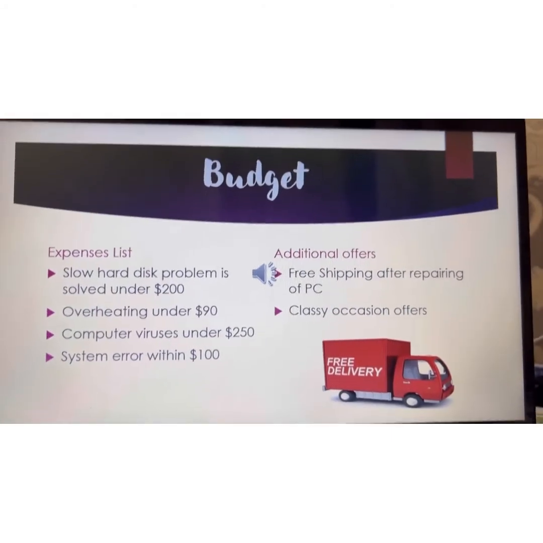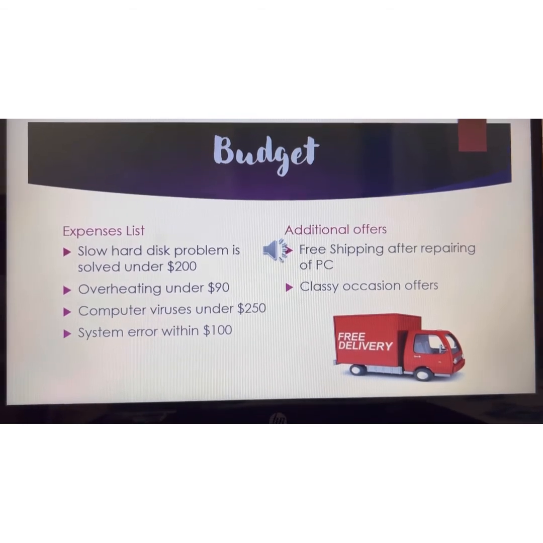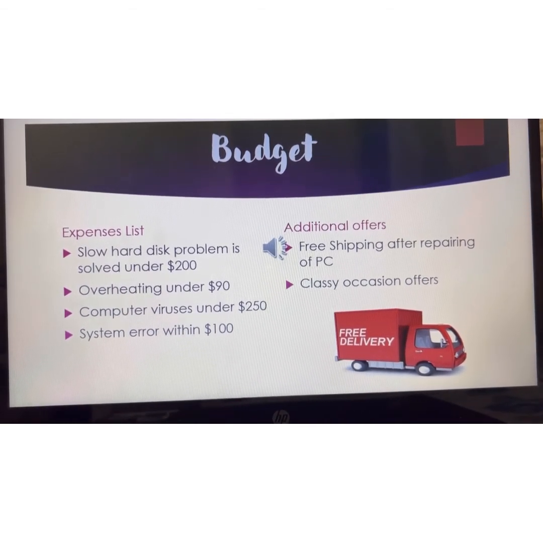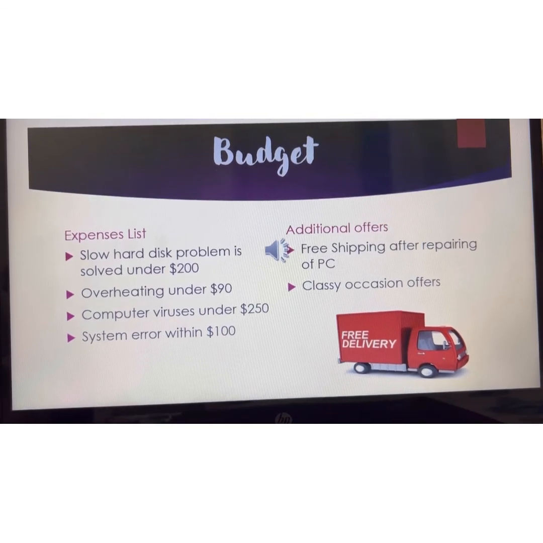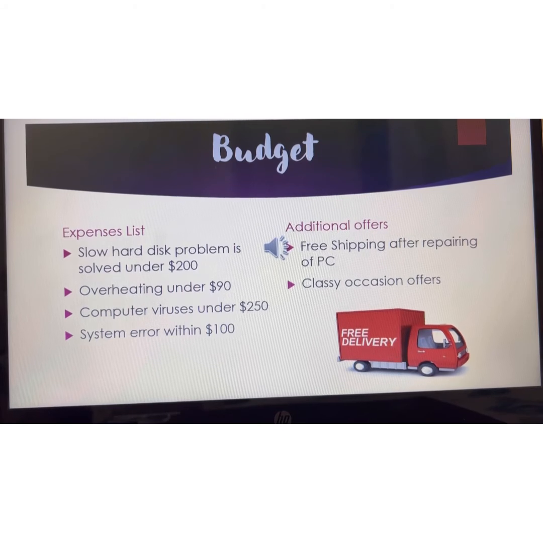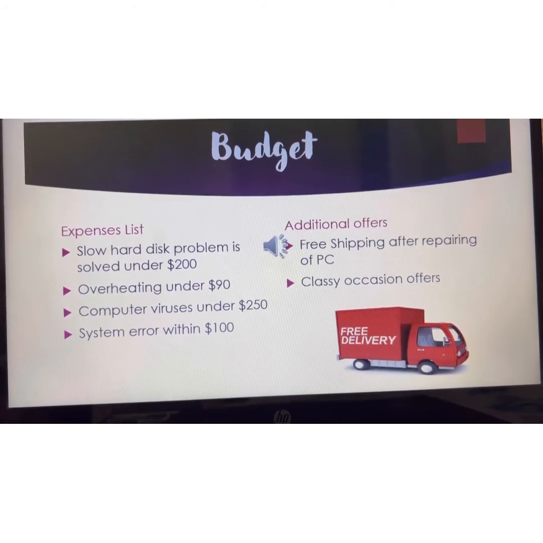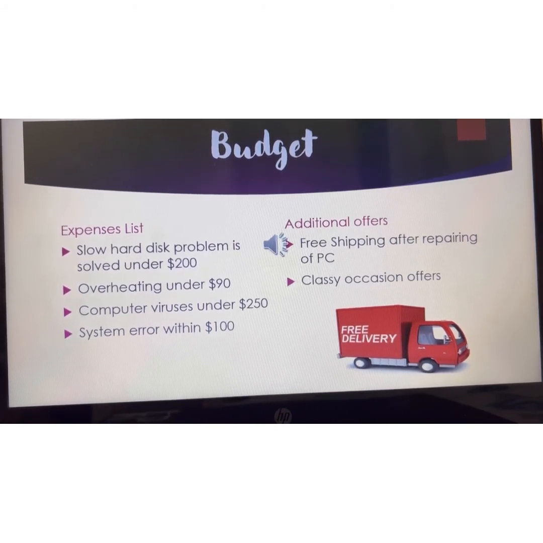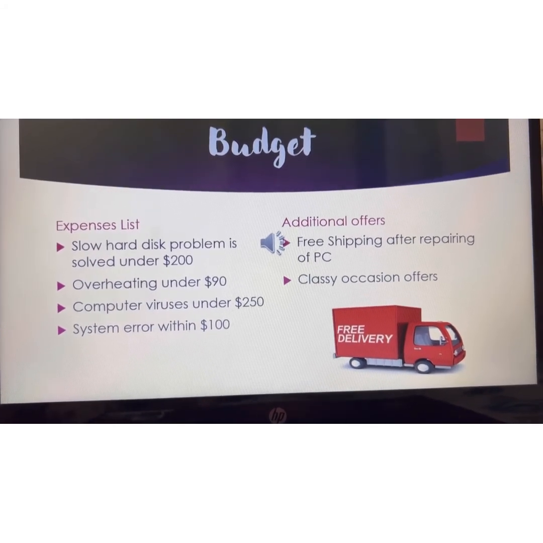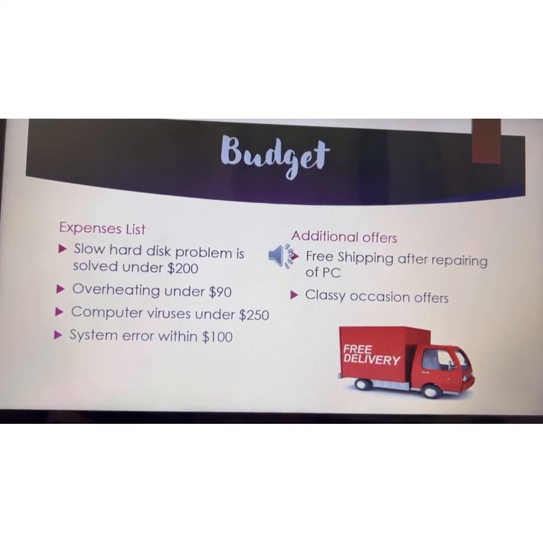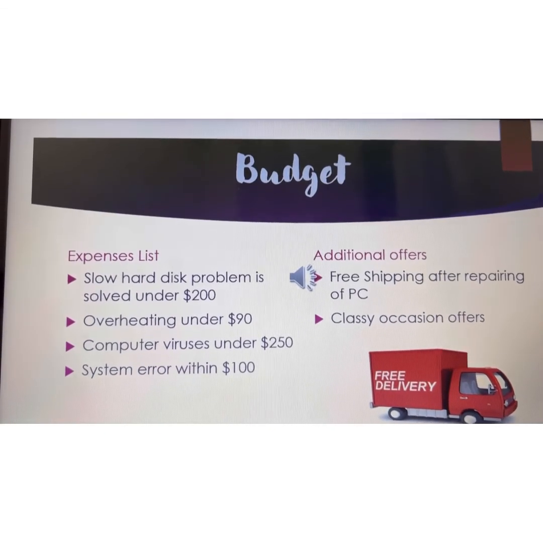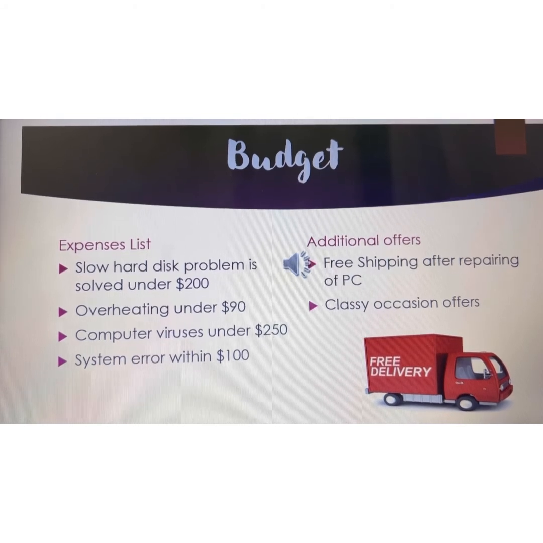Now I am going to explain the exact amount for particular faults. As you can see on the screen, for slow hard disk problem our company charged $200, for overheating it takes $90, for computer virus it takes $250, and for system error it takes $100. It also provides some additional offers like free shipping after repairing of PC and a special occasion offer.